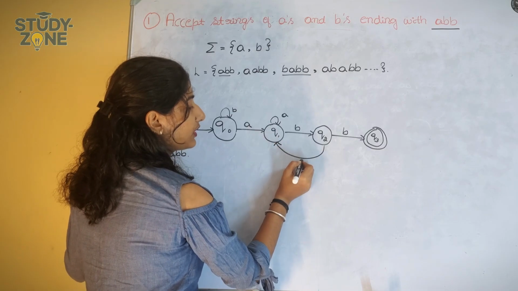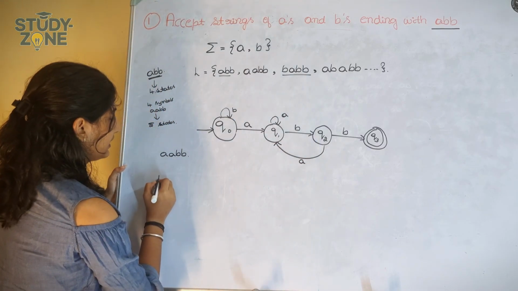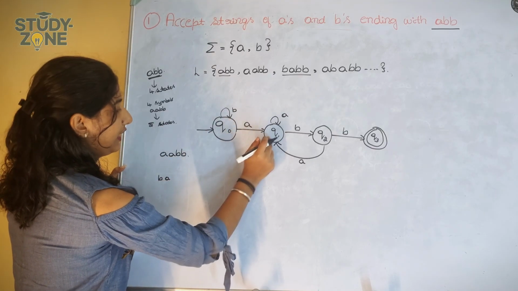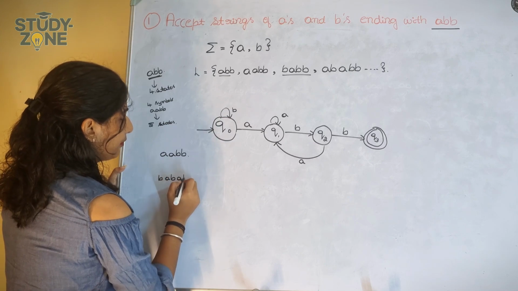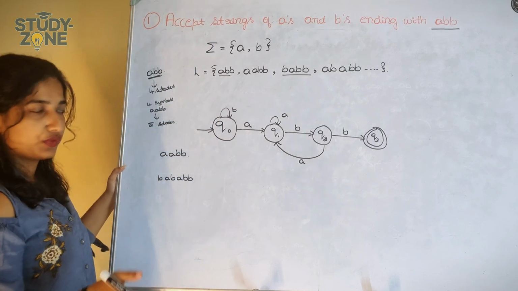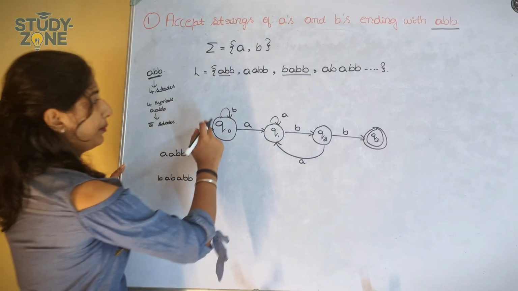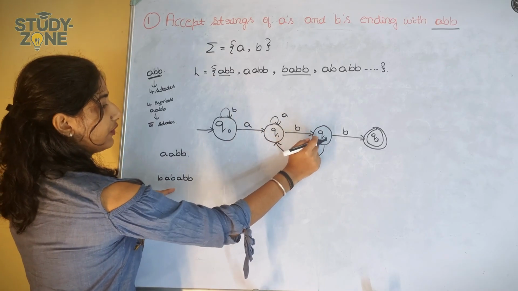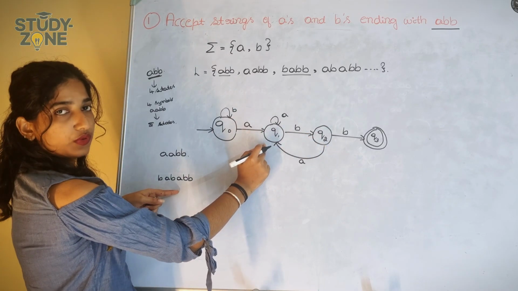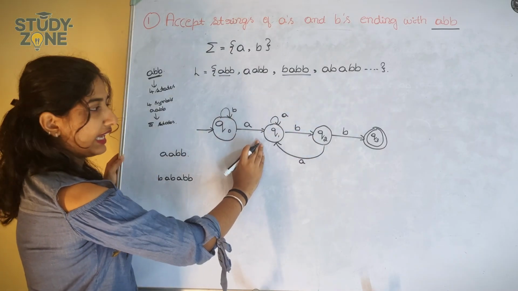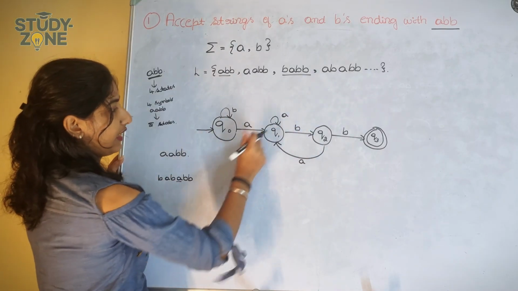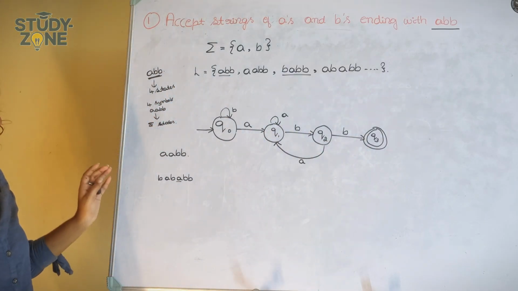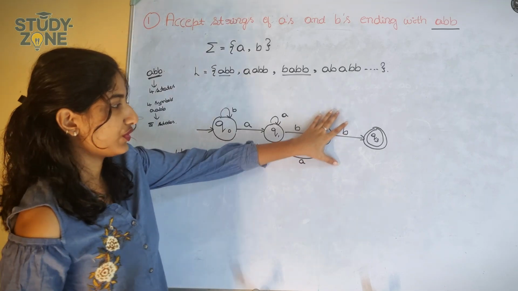If we get A here, it should go back from here to here. Why? Let's take the string B, A, B, A, B, A, B, B. We get B, A, and then B, and if we get A again, it should move back to the Q1 state. Then I get A, I move back to Q1, B, B, and the final state is reached. Then, if we are in the Q2 state, it is done.